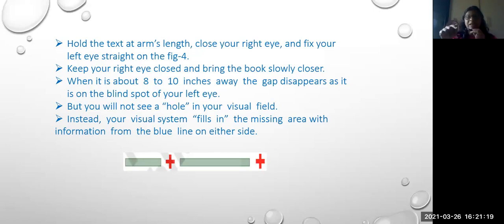Instead, your visual system fills in the missing area with information from the blue line on either side. There is no gap, because the gap is filled when the image is coming nearer to the eye. So these are some types of activities which take place because of the lenses and the light focus, the wavelength, and all these things.